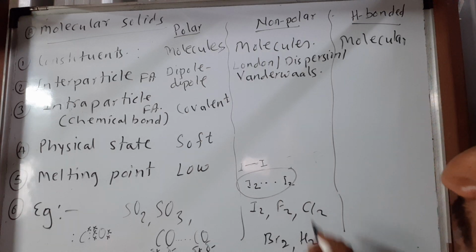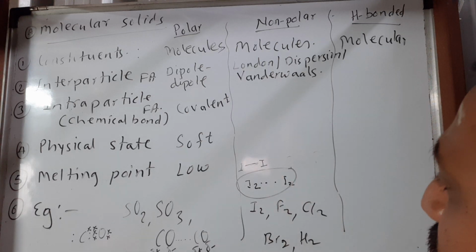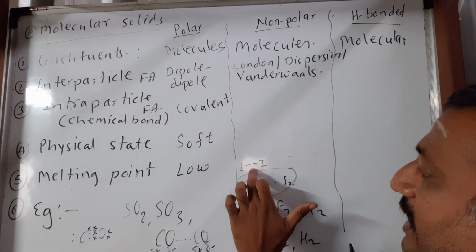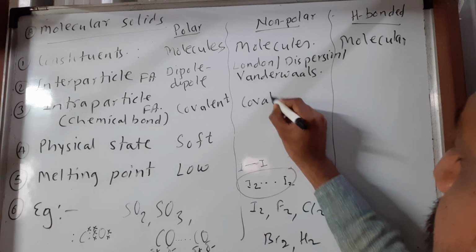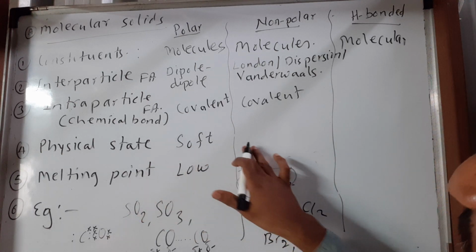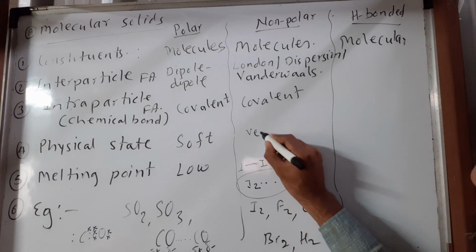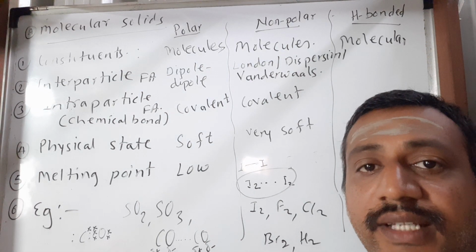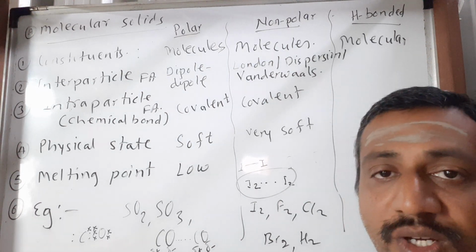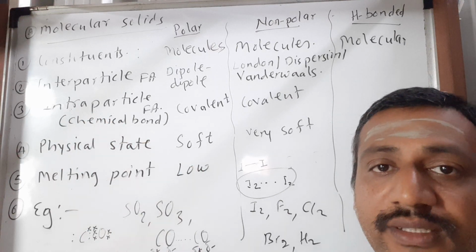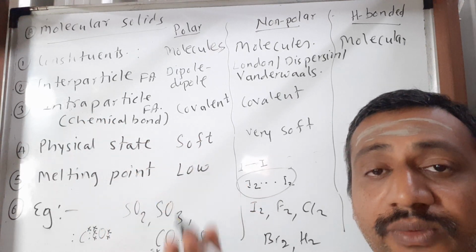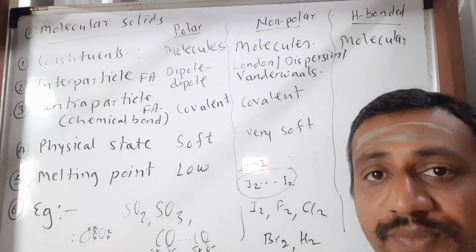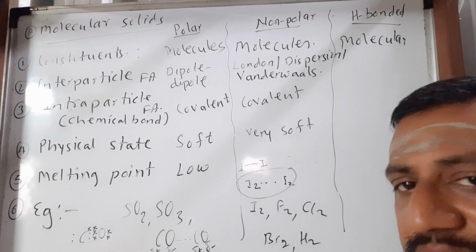Now what about the intraparticle force of attraction? Let's see. Intra means the chemical bond between two iodine atoms. Which force of attraction is here? Of course it is a covalent bond. Now what about the physical state? These are very soft. I hope you can guess that iodine is in liquid state at room temperature, and chlorine, hydrogen are gases at room temperature, and when we solidify them, we have to compress them and decrease the temperature. The interparticle force of attraction is very weak.